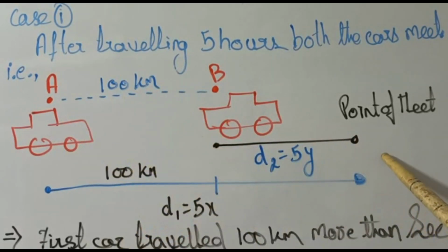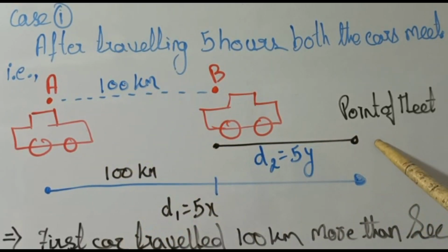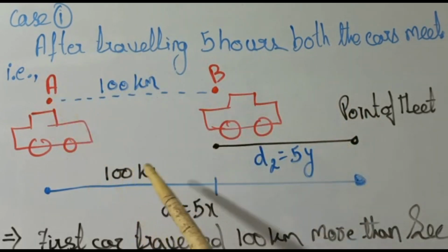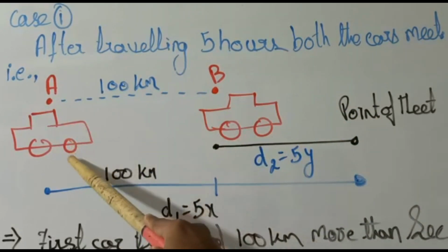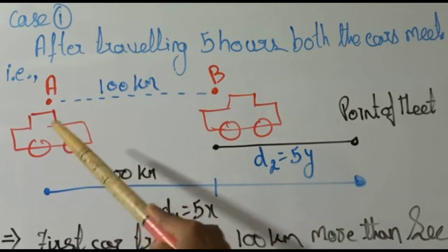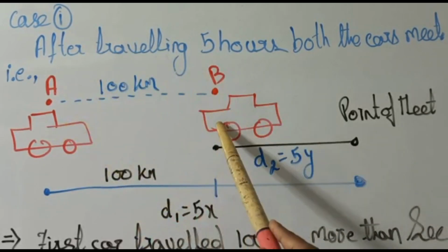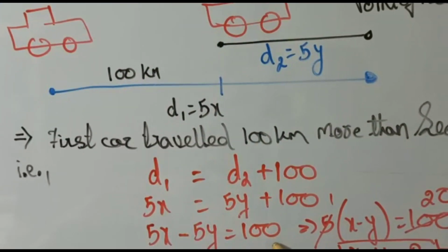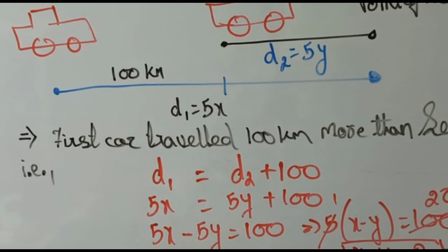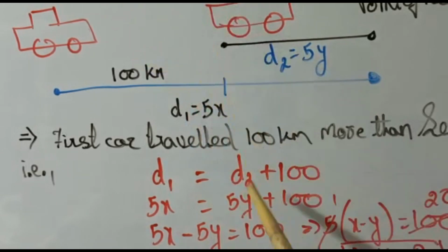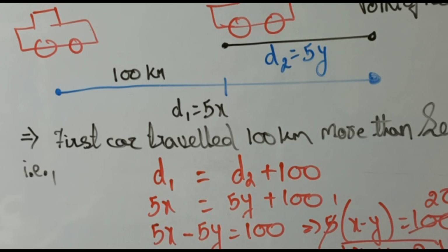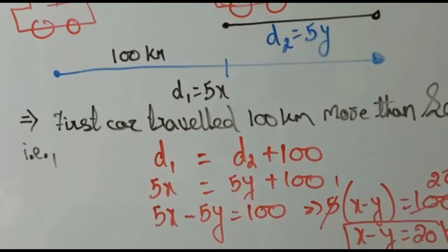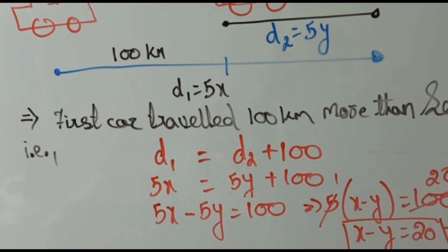So they are meeting at the point C, where car 1 has traveled 100 kilometers more. The difference between the distances traveled by car A and car B is nothing but 100. The distance traveled by car A minus the distance traveled by car B is nothing but the gap between them. That is also one of the relations we can take. This is how we are framing relation 1, that is x minus y equals 20.